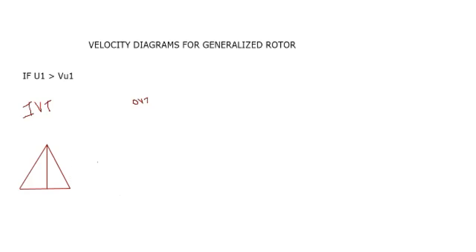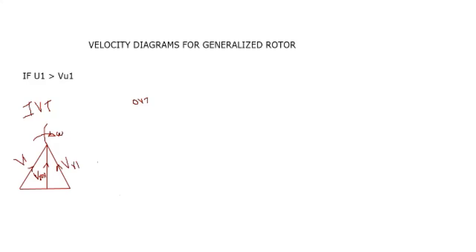So this is the inlet velocity triangle I am drawing. The blade shape is like this, and the rotor is moving in this direction. This is omega. Okay, and this is V1, and this is VM1, and this is VR1.